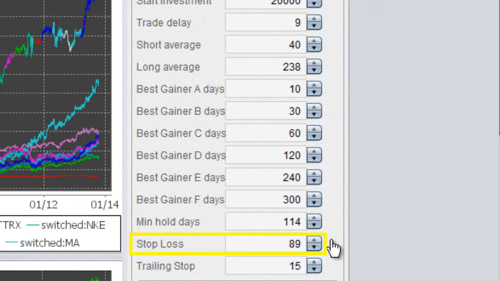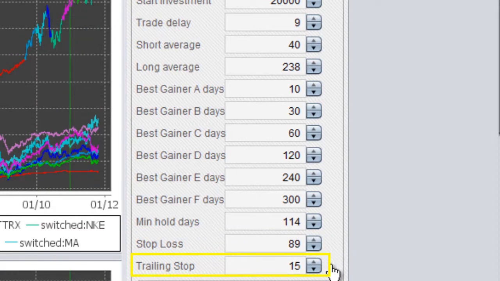The next parameter is stop loss, and most of you are probably familiar with this. The stop loss instructs the strategy to limit losses by exiting a stock if the loss is too great. So in this case, the number being used is 89. So if the current stock owned by the strategy drops by 89%, the strategy will sell that stock and choose another. 89% is a pretty high value, and most stocks don't drop that much. So for this strategy, using this number, it's actually not being used. But you could set this for 10% or 15% or whatever you like.